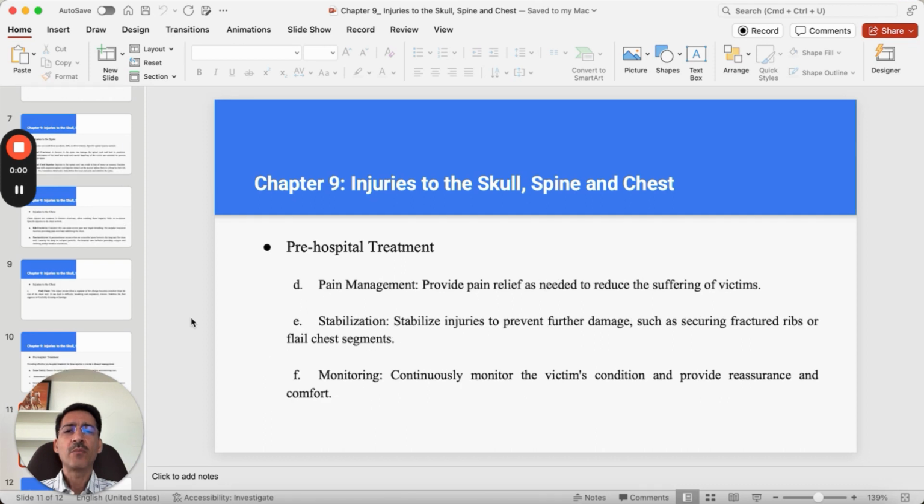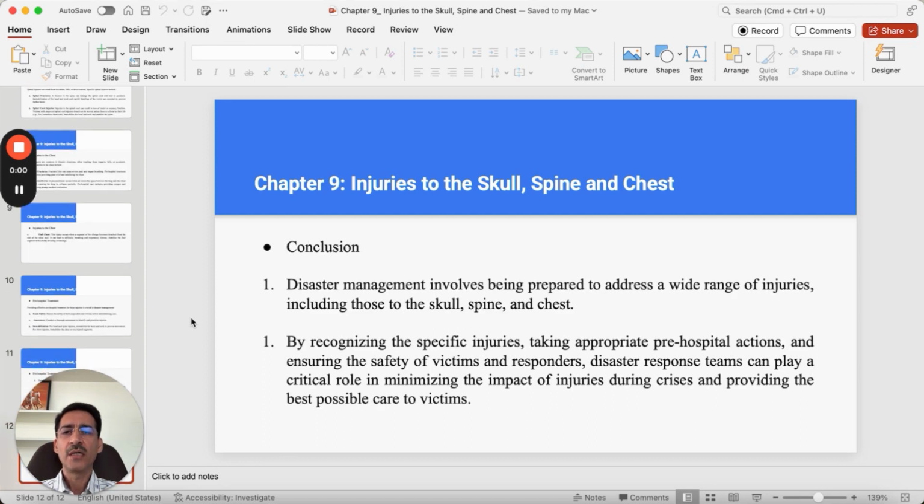Pain management. Provide pain relief as needed to reduce the suffering of victims. Stabilization. Stabilize injuries to prevent further damage, such as securing fractures, ribs, or flail chest segments. Monitoring. Continuously monitor the victim's condition and provide reassurance and comfort.